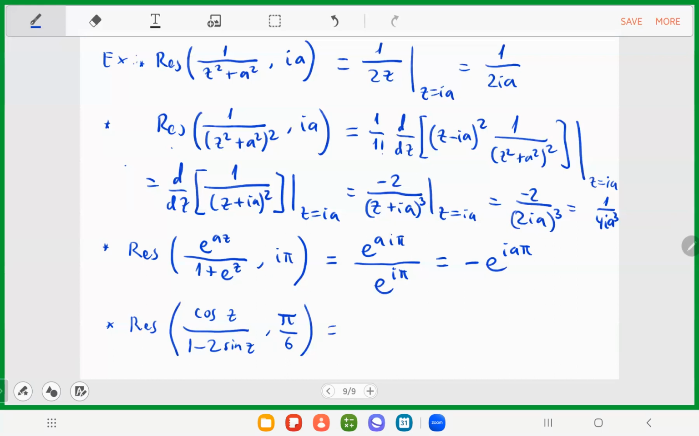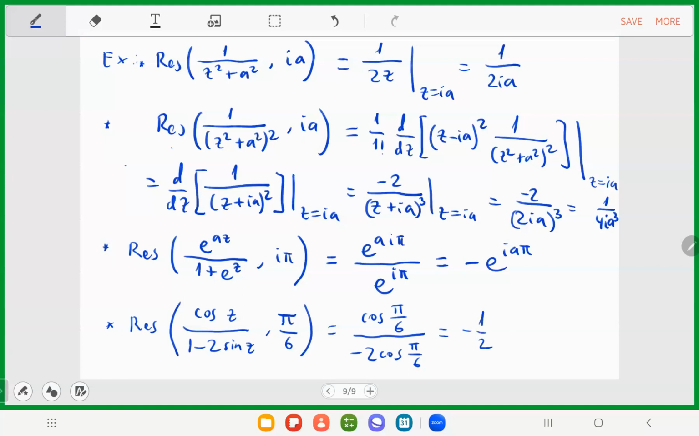Again, we don't see this as P divided by R times z minus pi over 6. So we can use L'Hopital. For L'Hopital, we have cosine of pi over 6 divided by the derivative, which is minus 2 times the cosine, since the derivative of the sine is the cosine, evaluated at pi over 6. So actually, it doesn't matter what the value of cosine of pi over 6 is here, because they cancel. We have minus 1/2.